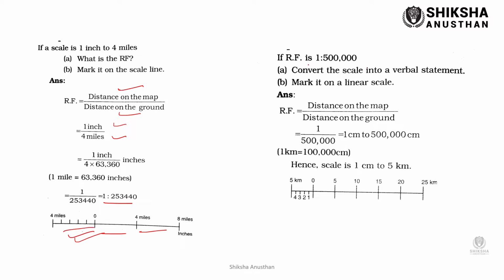Now, if the RF is 1 is to 5 lakh, then convert it into the verbal statement. See, 1 is to 5 lakh means 1 centimeter to 5 lakh centimeter. As we know, 1 kilometer is 1 lakh centimeter. So 1 centimeter to 5 kilometer is the actual verbal statement of this representative fraction.